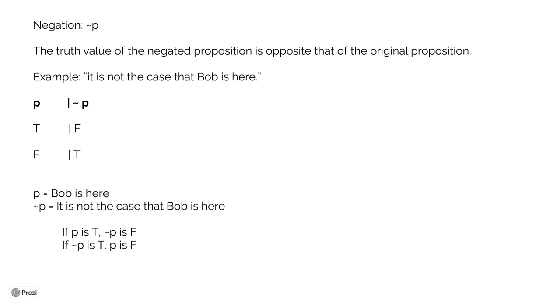For example, if P is Bob is here, then it could be true that Bob is here, or it could be false. So we have two truth values for proposition P. And then for the negation of P, it is not the case that Bob is here. We have negated the truth of P, and so it's false. In the case that P was false, if we negate that, then it becomes true. It is not the case that P is false, so P is true. So with negation, we just have opposites then. If P is true, then not P is false. And if not P is true, then P is false.